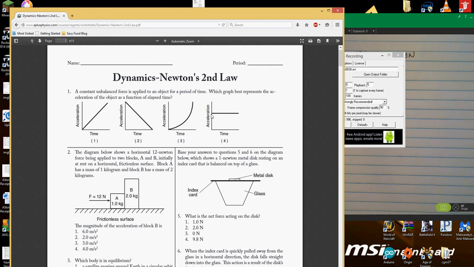So if acceleration is constant, that means it does not change. It does have a magnitude greater than 0, but it's not going to change. It's going to stay constant. And this would be an example of like gravity. It's always going to be at 9.8 meters per second squared. It's not going to change.